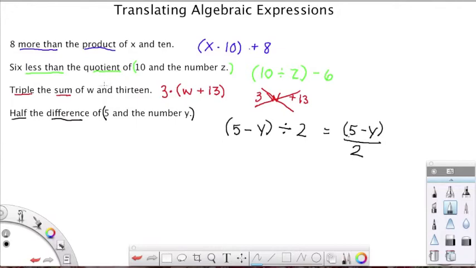Okay, well hopefully when we go through these word problems and we're translating them into algebraic expressions, we take the time to note the key words. Key words like the product, which means the answer to a multiplication problem; quotient, which is the answer to a division problem; sum, which is the answer to an addition problem; and finally difference, the answer to a subtraction problem.